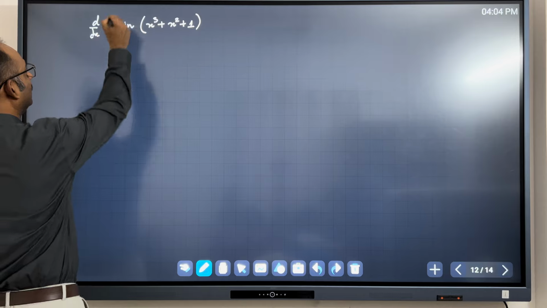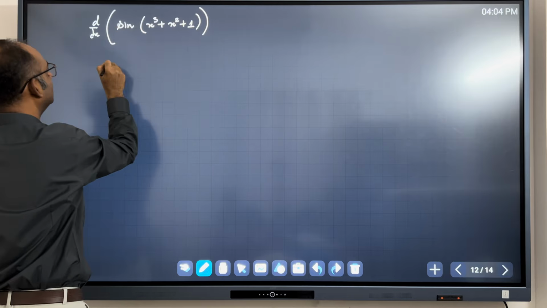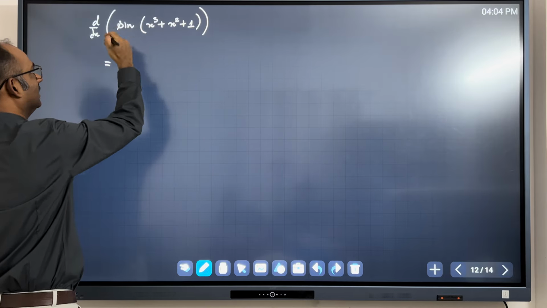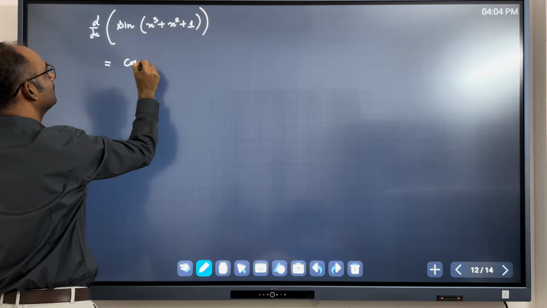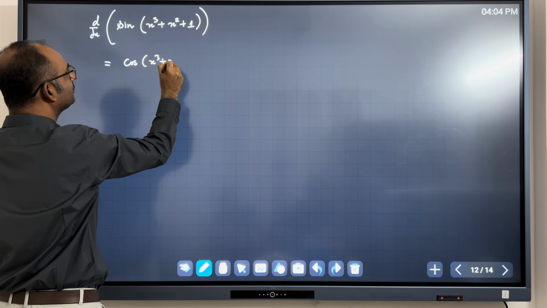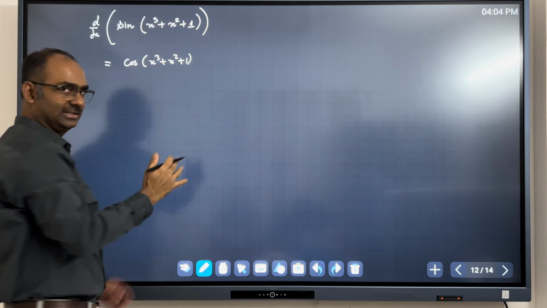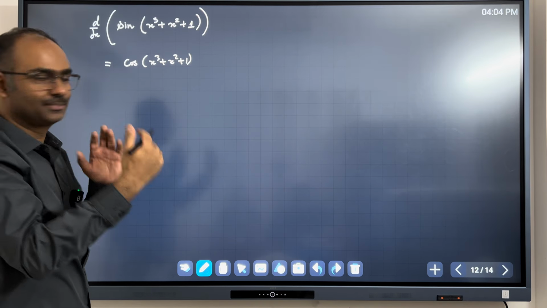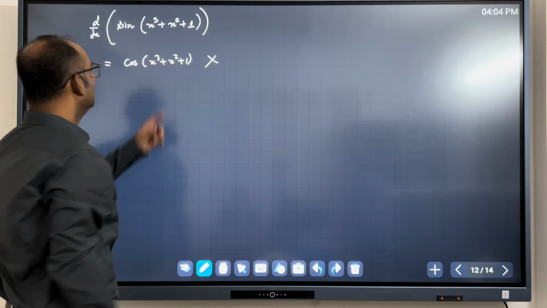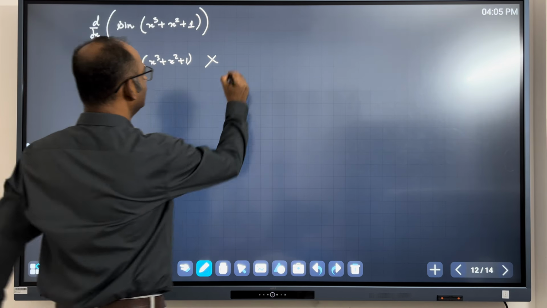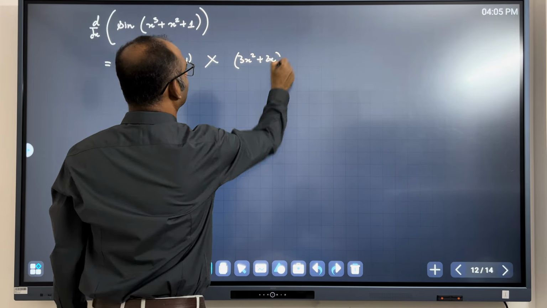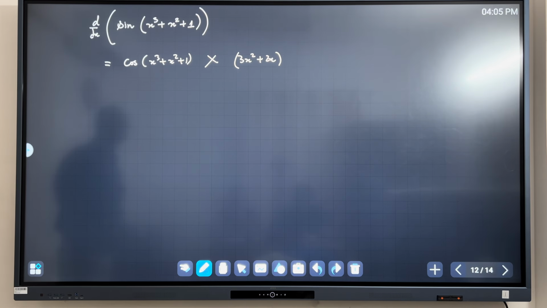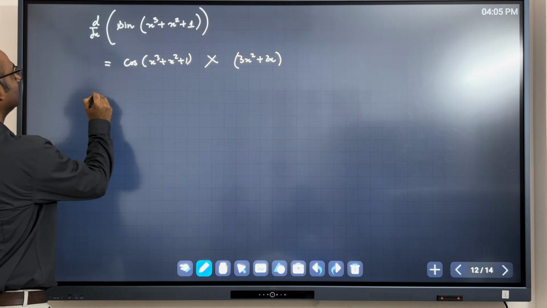Differentiate this. So when I want to differentiate this, I will do it this way. First, when I differentiate sine, it becomes cos. And that's the first factor, df over du, times, just differentiate the argument. So that gives you 3x square plus 2x. Okay, so that's your result. Now let's take the example of this.